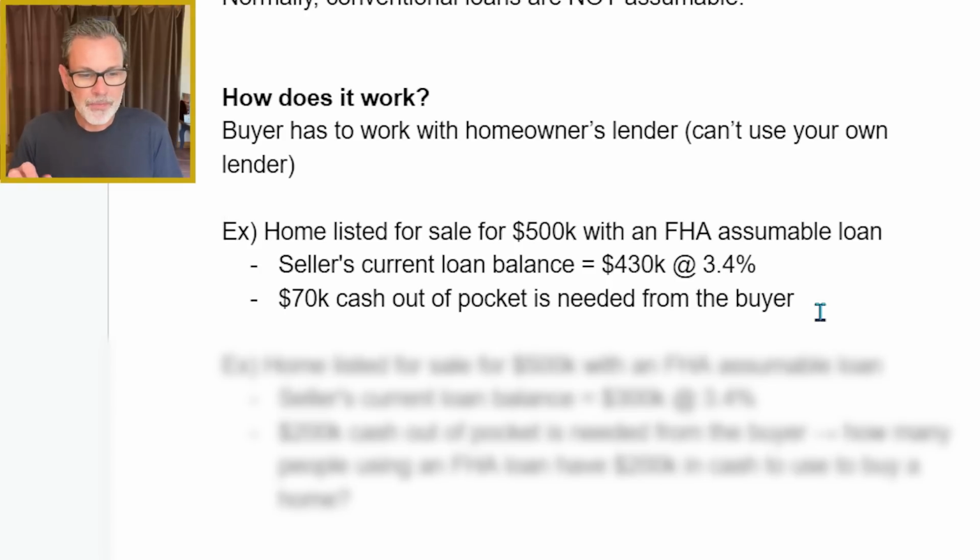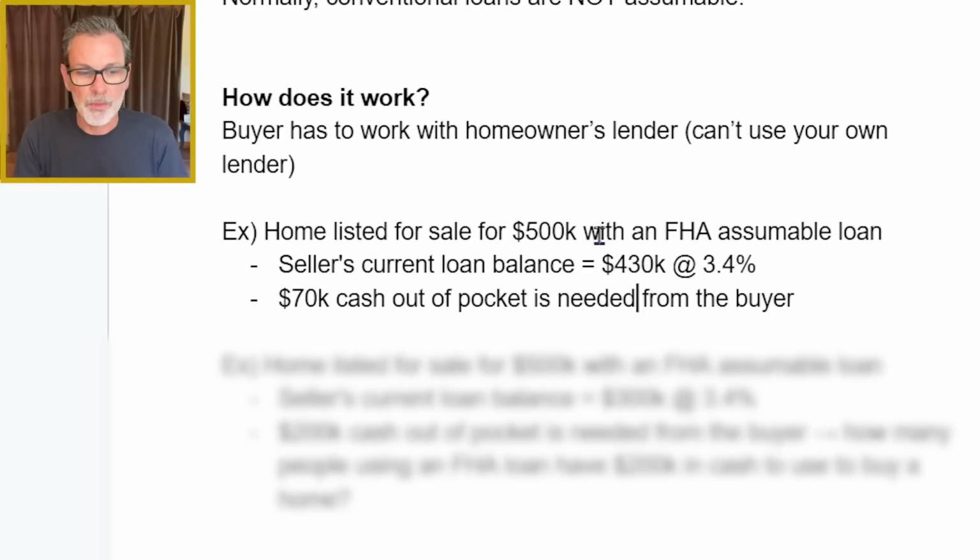So here's the catch. And this is why, for most reasons, this does not work out. Because for people using an FHA loan, purchasing a $500,000 home, your minimum down payment is only 3.5%. And for a $500,000 purchase, that'd be $17,500. However, if you want to assume a loan, you have to pay the difference in the sale price compared to the current loan balance that the homeowner owes on their house.